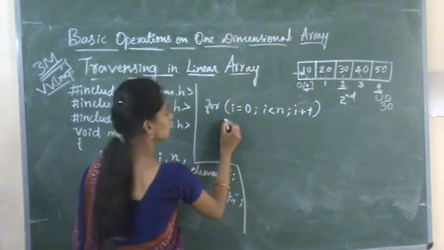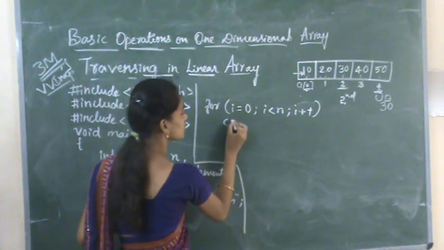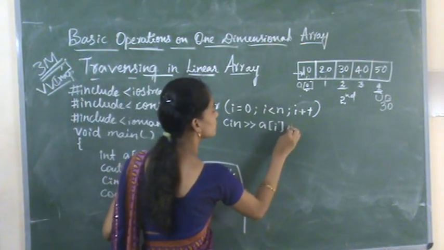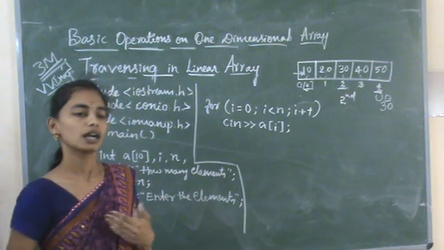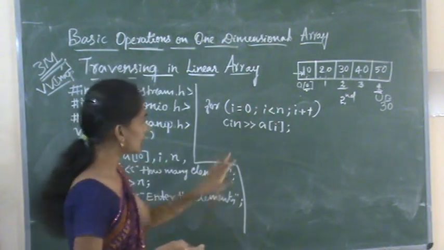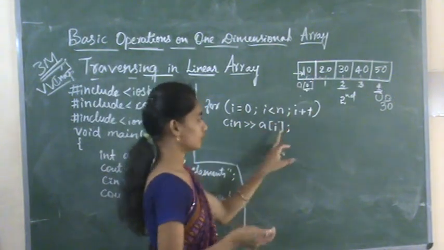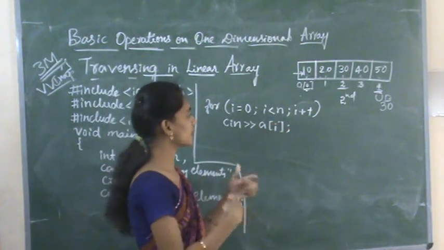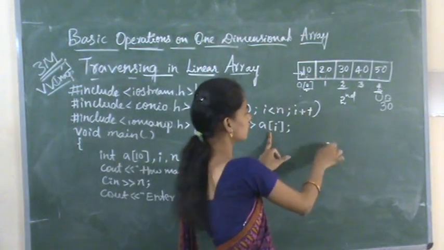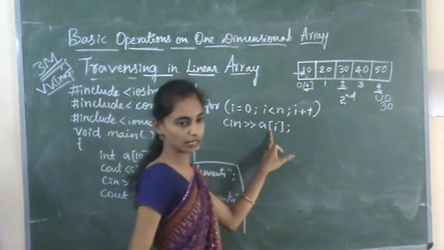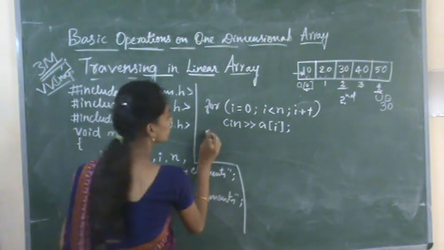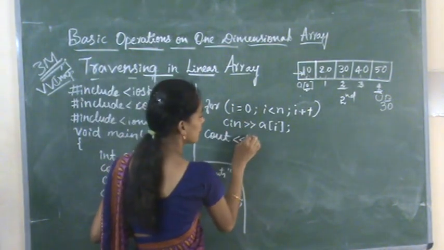So after this I plus plus, cin A of I. So this reads the elements into an array, or provides input to an array. So with the help of this, when the for loop is executed, initially I will be 0. So that is the 0th position, and whatever we enter will be stored in that array. Okay. So after this we have to print these elements. So for that we are using the same for loop.